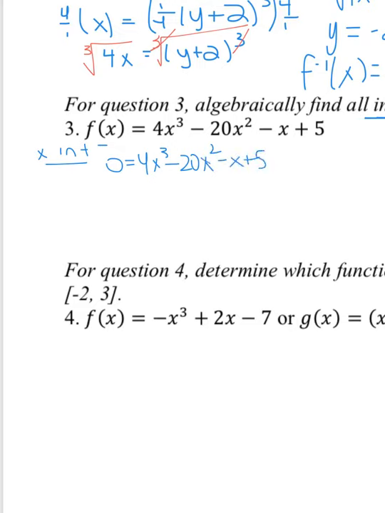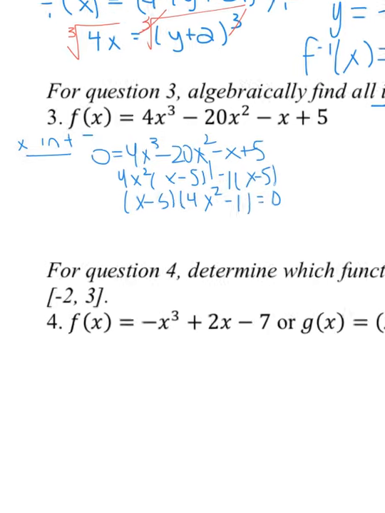You have 4 terms, split it down the middle. On the left, you can take out 4x squared. You are left with x minus 5. On the right, the GCF is negative 1. You're left with x minus 5. So x minus 5 comes out, and you are left with 4x squared minus 1 equals 0.